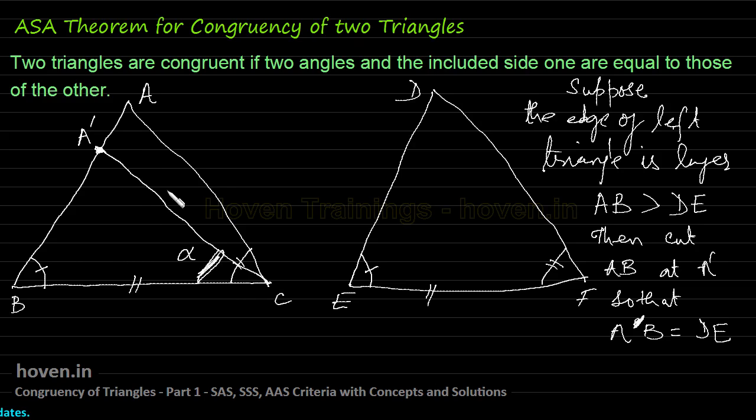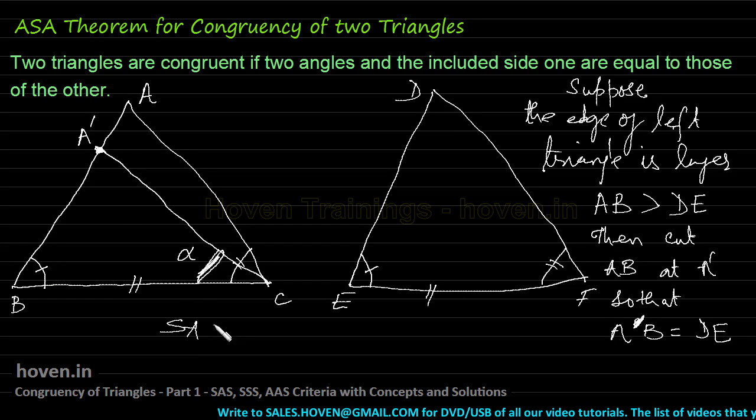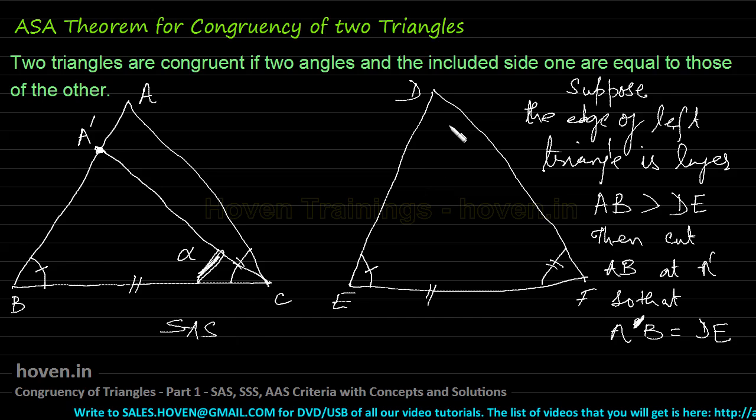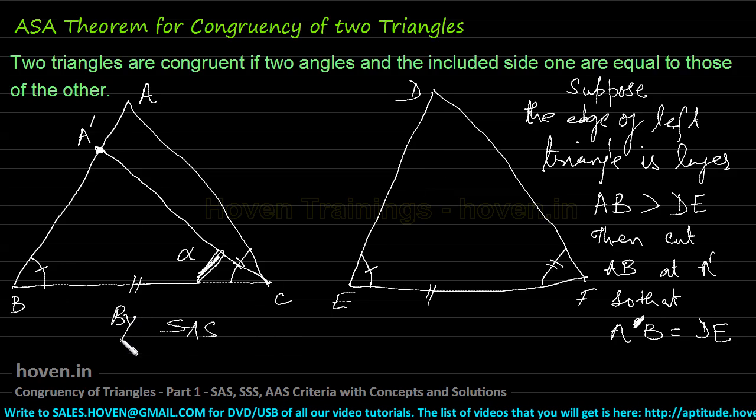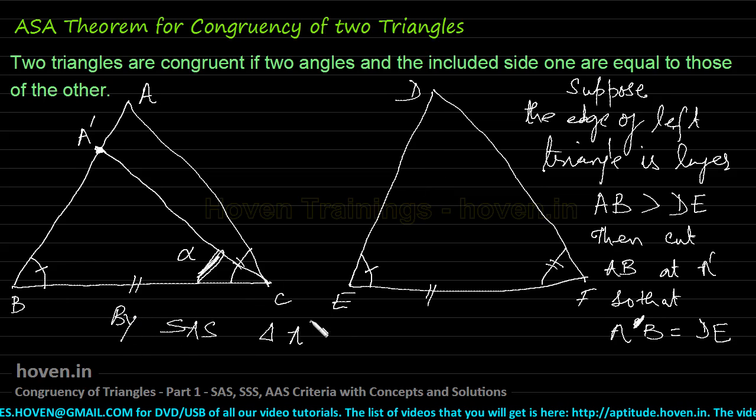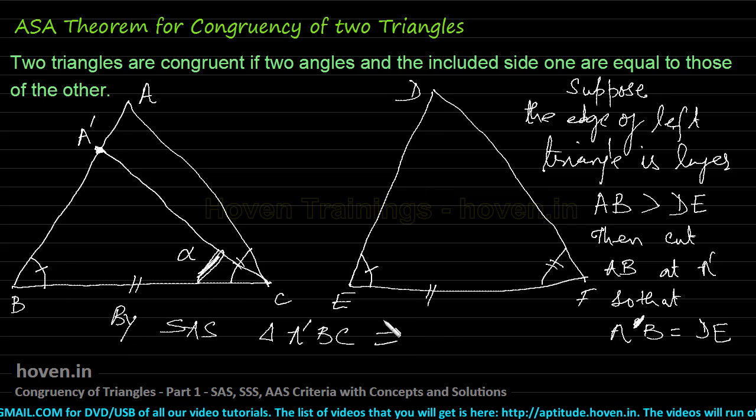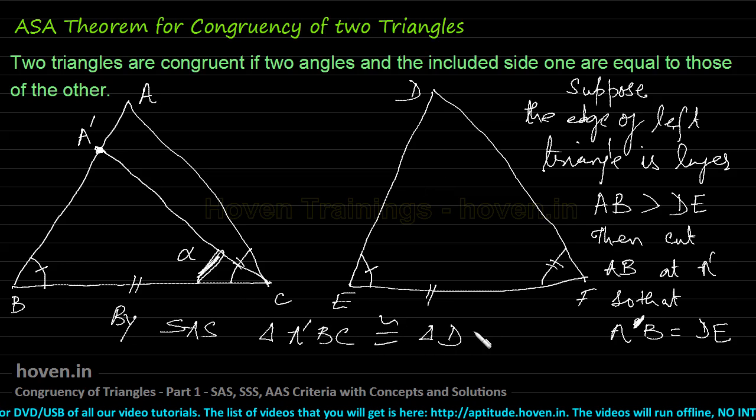So this is a triangle A dash CB, and this is our one triangle. In the case of both the triangles, we can see that this edge is equal to this edge. This edge is equal to this edge, this angle. So again, by the SAS axiom, this triangle should be congruent to this triangle. We can write by SAS, triangle A dash BC will be congruent to triangle DEF.